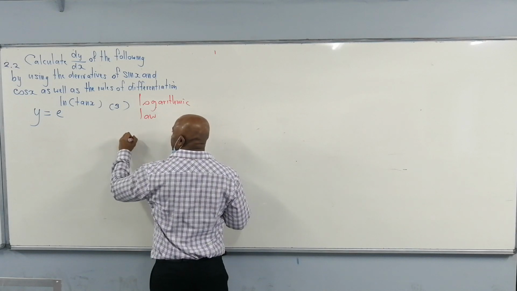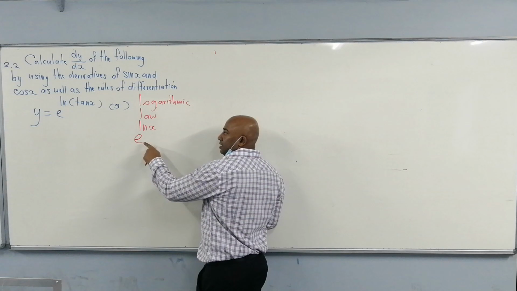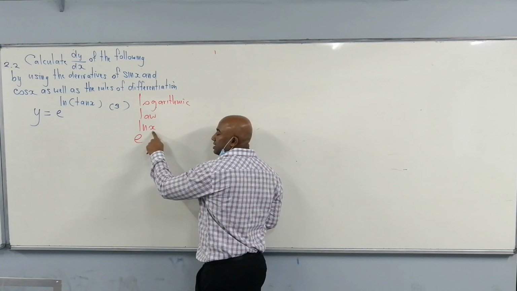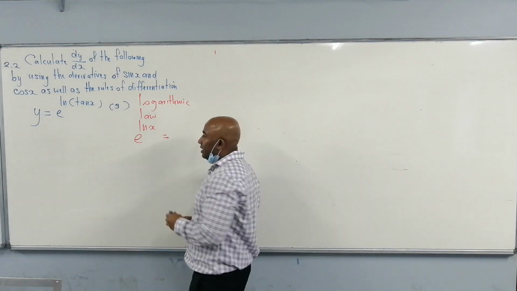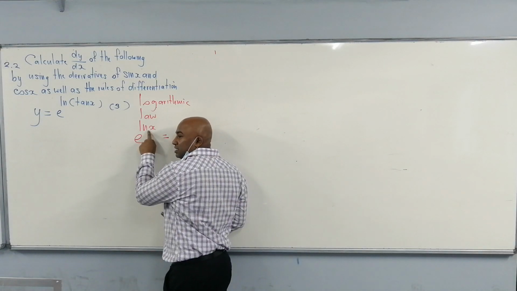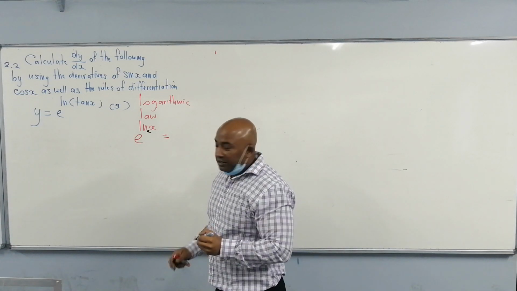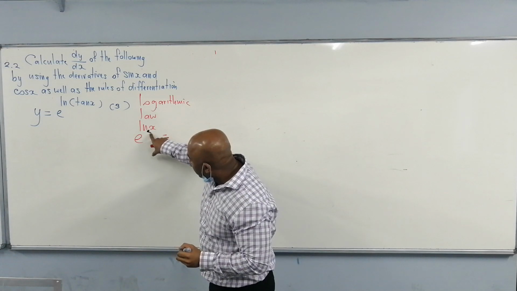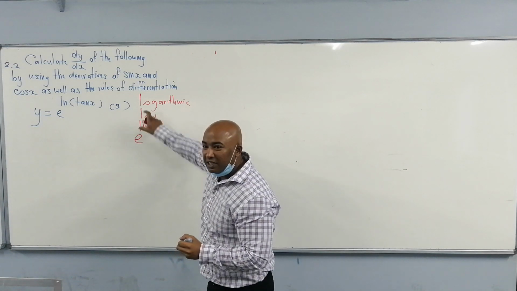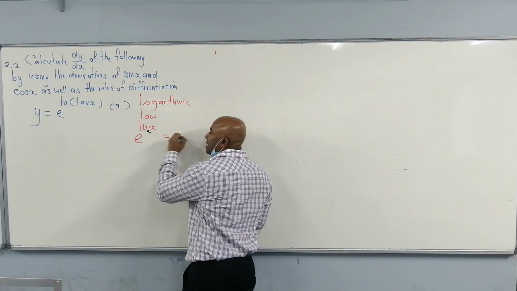So if I have e to the power ln x, what is it equal to? Now, if your base is not shown, your base is e. So if the base of this exponential and the base of that log, which is part of the exponent, are equal, then the answer is always x.